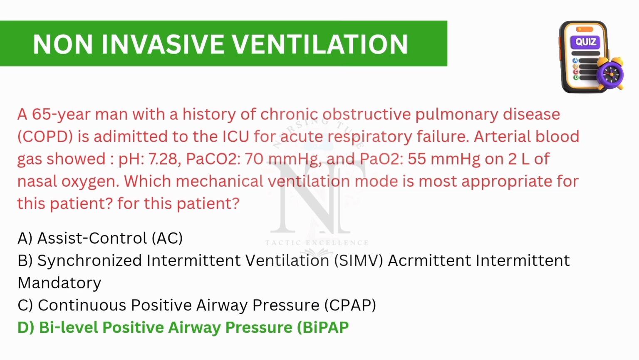Here the answer is BiPAP, because we know that BiPAP helps in removal of excess carbon dioxide, right? In this patient, the ABG shows the partial pressure of carbon dioxide is 70, which is much higher than normal, and the oxygen is also very low. BiPAP helps in providing oxygenation and removing excess CO2, so we can choose this mode for this patient. That's all about CPAP and BiPAP.